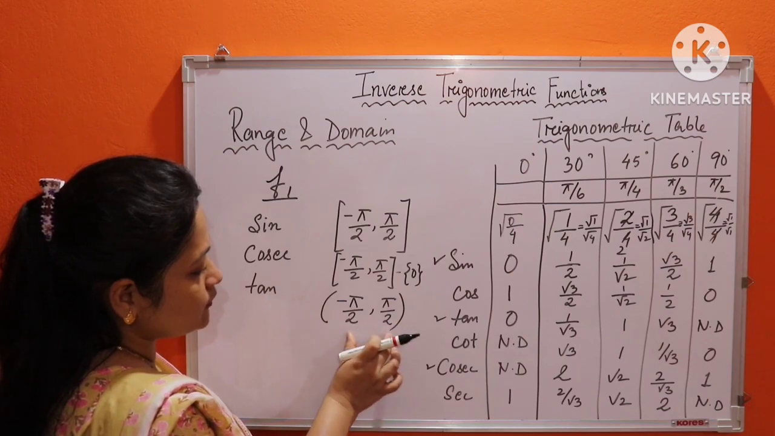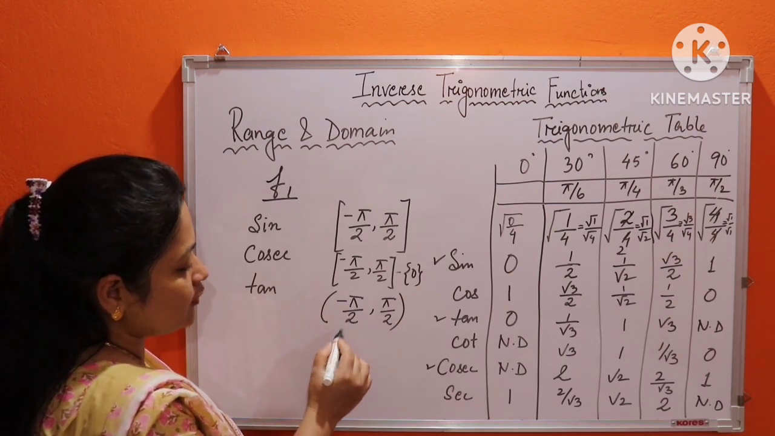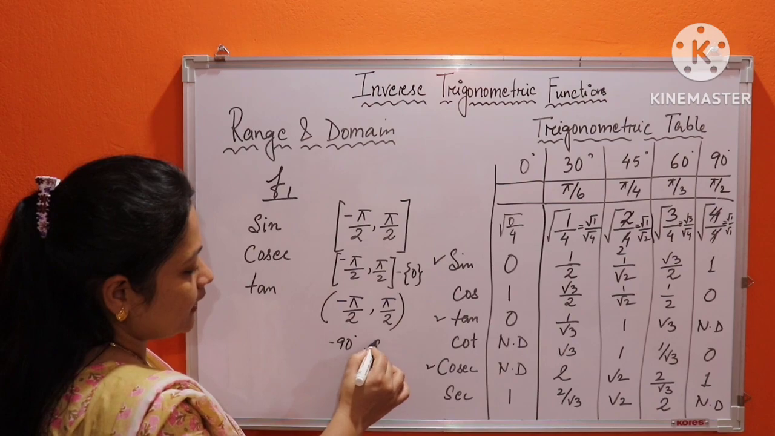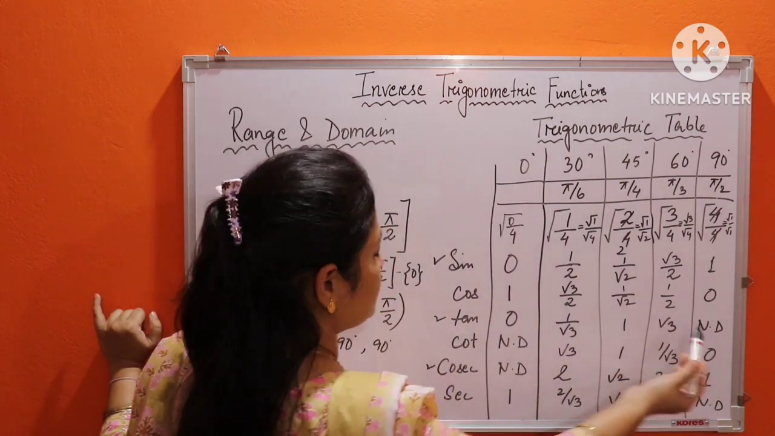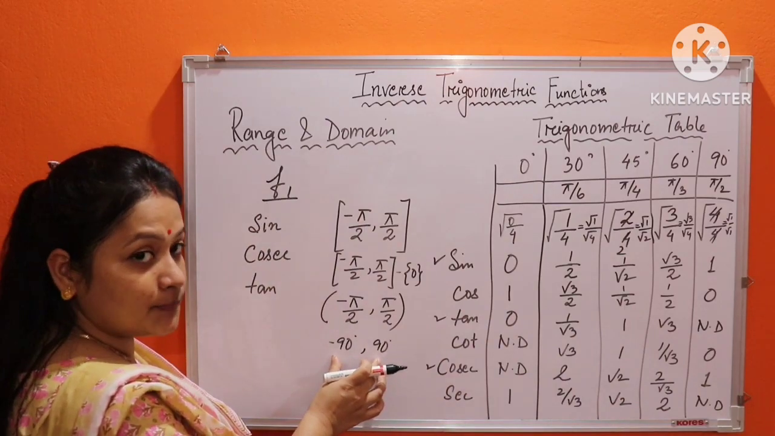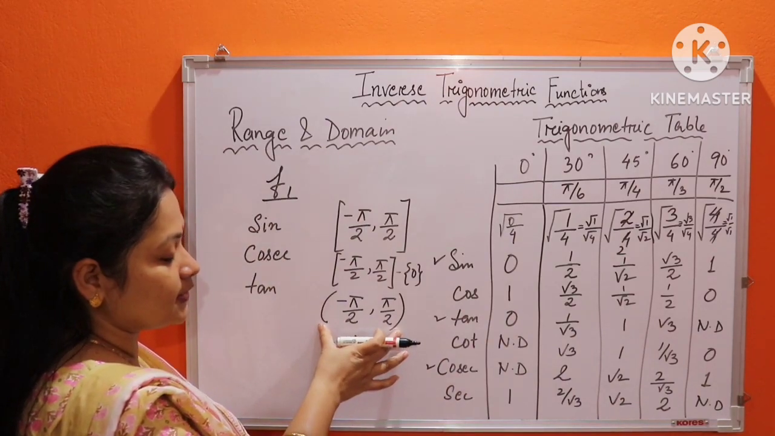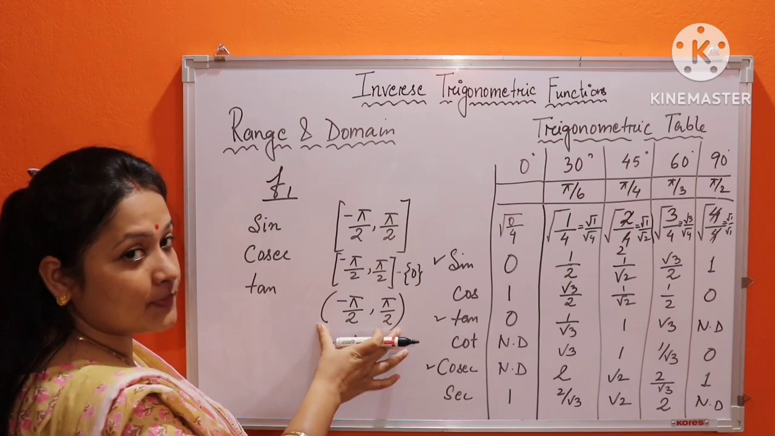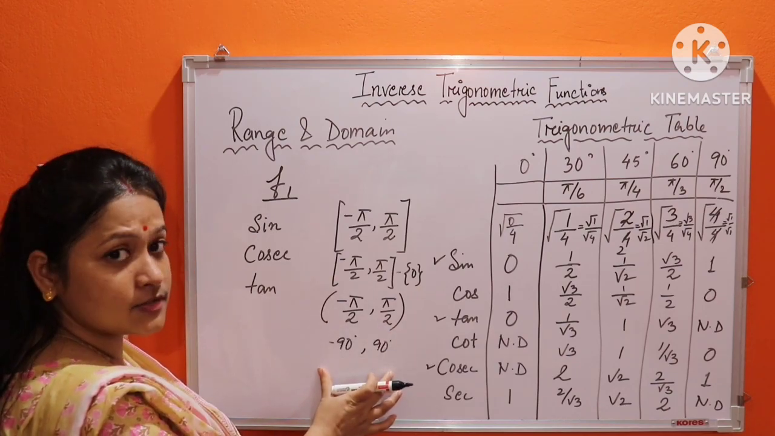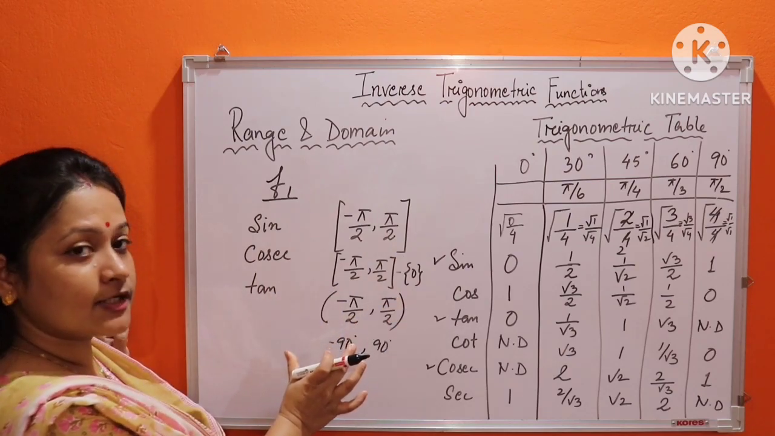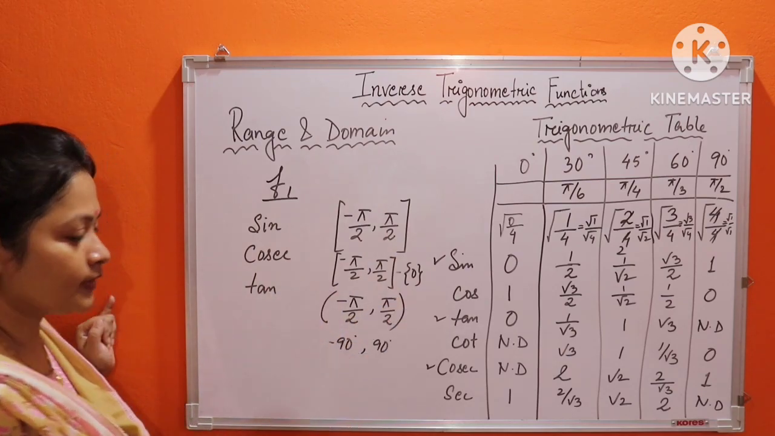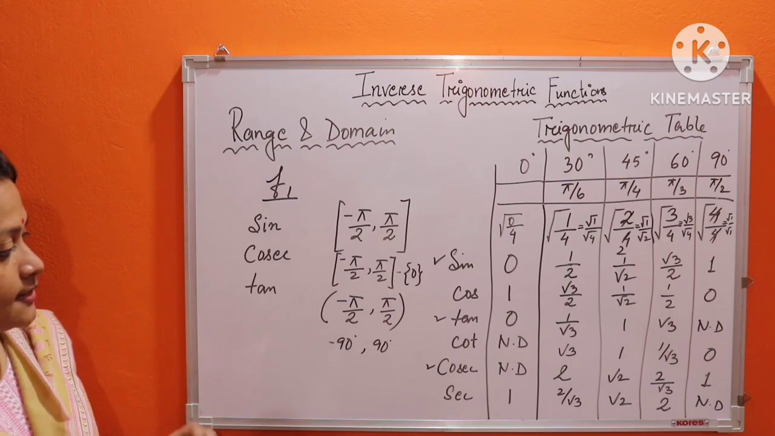Minus pi by 2 and pi by 2 are minus 90 and 90 degrees. As we know, for tan 90 it is not defined, so these two will not be included. So I have written it in an open bracket. I hope you have understood the first family, that is the range and the domain for the first family.